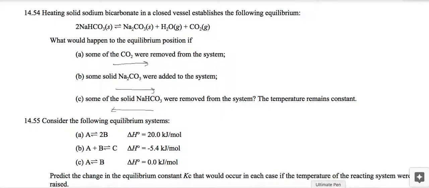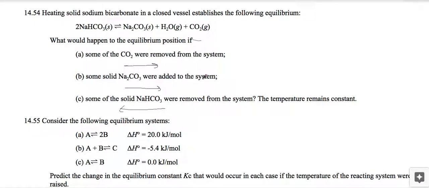Another one dealing with concentrations. We're removing things. So in this case, some of the carbon dioxide is removed. If the carbon dioxide is removed, it's going to go towards that void that has been created. Some solid sodium carbonate was added, so now we have more of the reactant, so it's going to go to the right again. Some solid sodium bicarbonate was removed, and it goes back towards that.